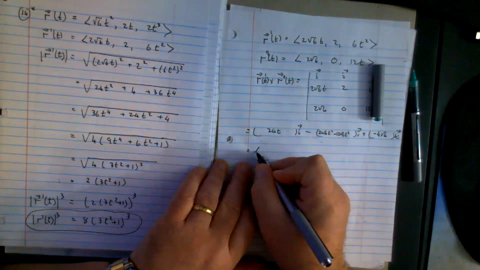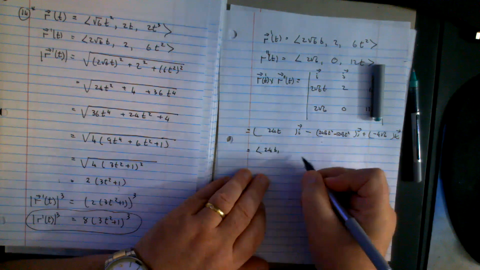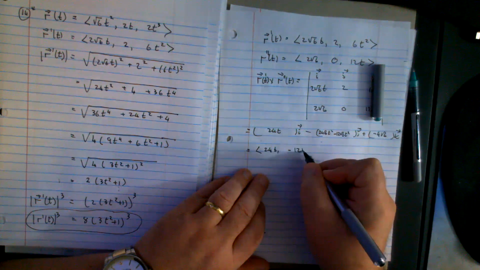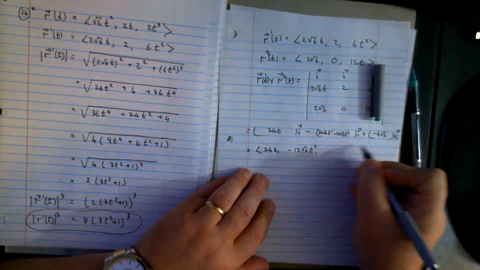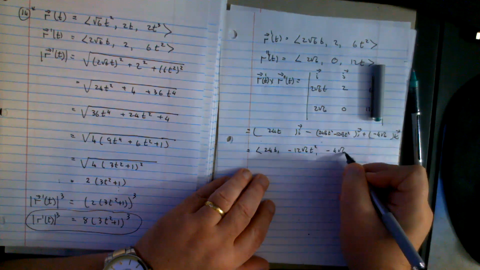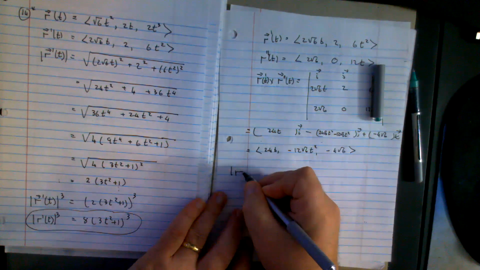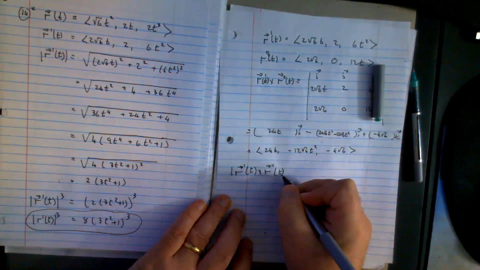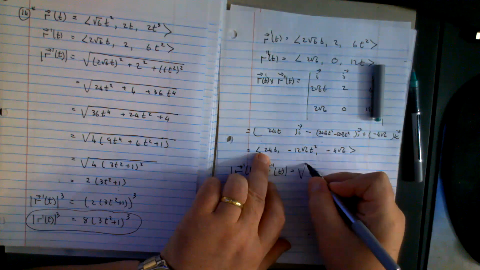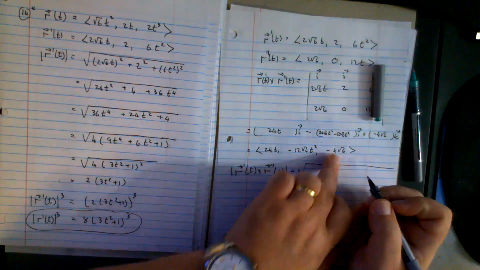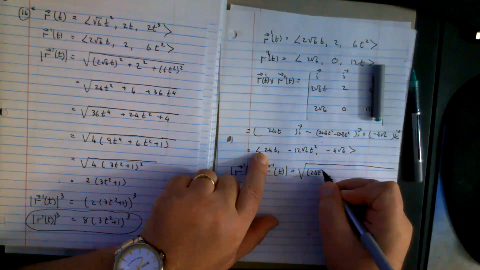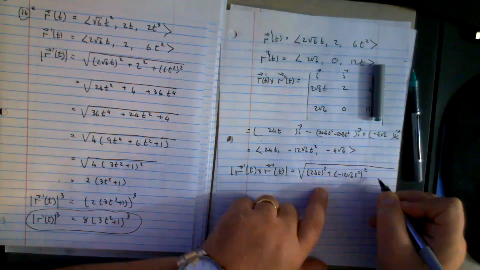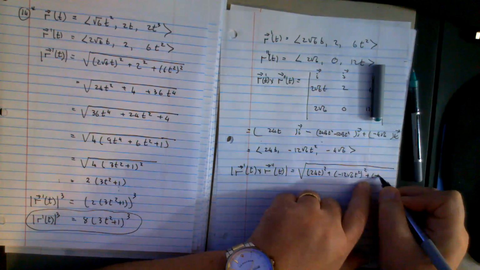So we have 24t. That one away from that one has 12 of them. Take it away, so it's negative 12 root 6 t squared. And that end one is just negative 4 root 6. Now the magnitude of this cross product is going to be the square root of each of these individual terms squared. So 24t squared, minus 12 root 6t squared, plus negative 4 root 6 squared.